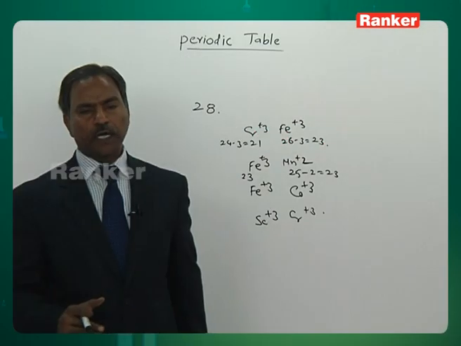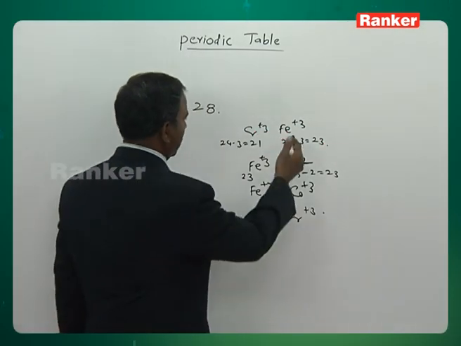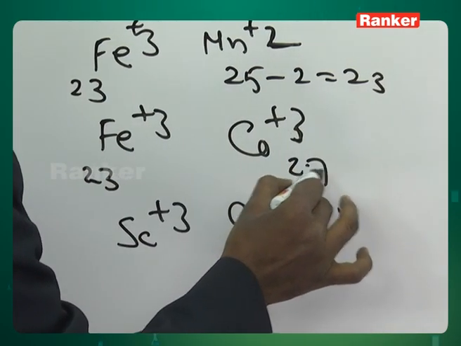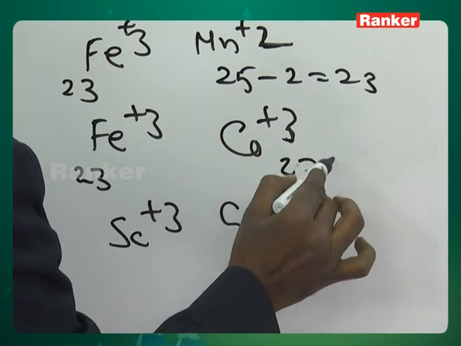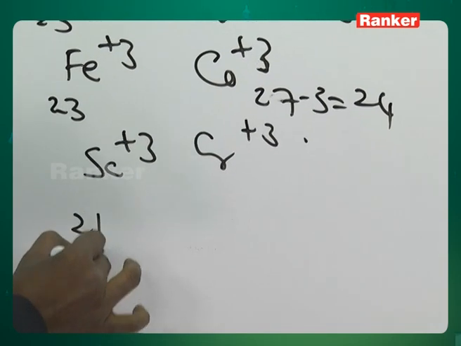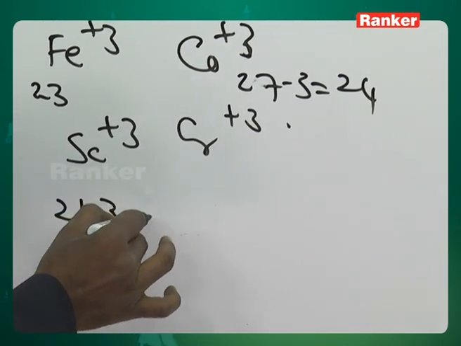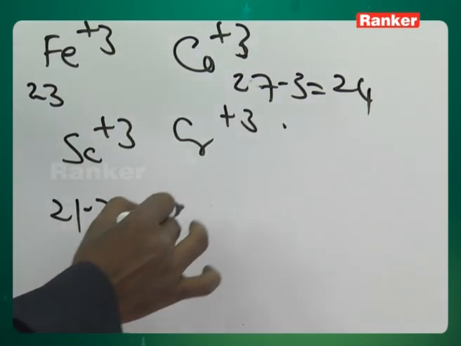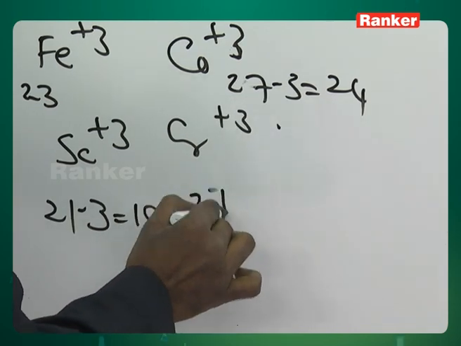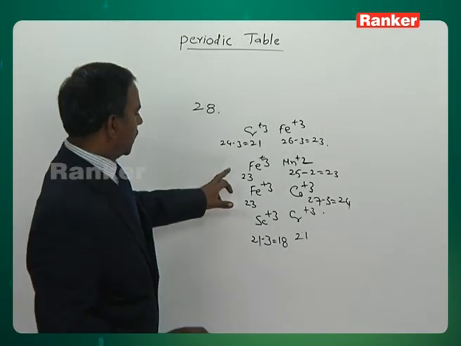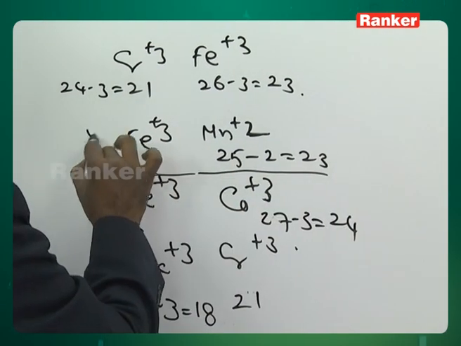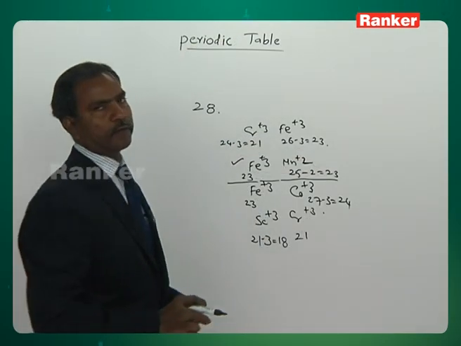But let us see C and D also. Now we consider Fe plus 3, just taken as 23, right? Cobalt atomic number is 27. 27 minus 3 is 24. Scandium is actually 21. 21 minus 3 means 18. And chromium, we have already taken, this is coming to 21 again. See, this option B, Fe plus 3 and Mn plus 2, are having the same number of electrons. The electronic configuration will be the same.